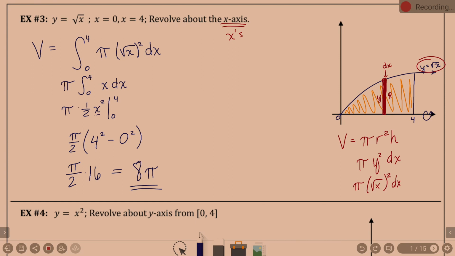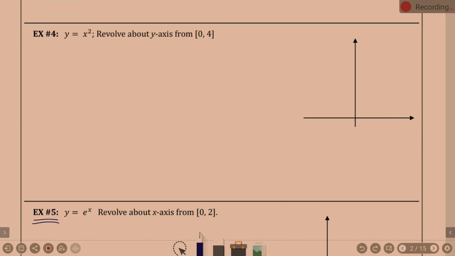Let's go ahead and do number 4. y equals x squared, revolve about the y-axis from 0 to 4. So what's y equals x squared? A parabola. Our brain says this for y equals x squared, yes? And I'll be honest, that's what I have drawn here. But officially it says from 0 to 4. So truly, what do we not really technically need? The left half. You don't need that left half.